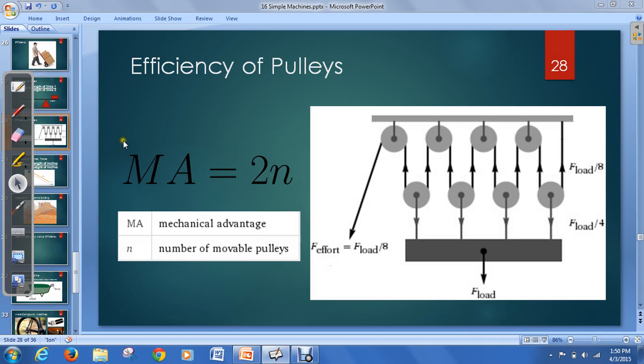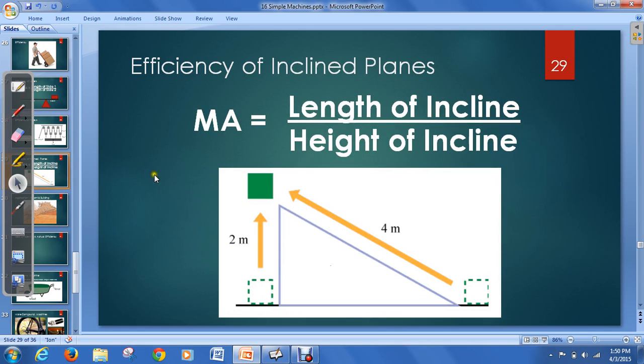Okay? All right. And the last one we want to be able to calculate the mechanical advantage for is for an inclined plane. And this one's really simple. The mechanical advantage is just equal to the length of the incline compared to the height of the incline. Okay? So for example, along this ramp, if I move along the ramp, it's a total of 4 meters long, and the height of the ramp is 2 meters. So compared to the ramp, I have to push it twice as far, right? 4 meters compared to 2 meters, right? Or in other words, it's 4 over 2. So my efficiency, or my mechanical advantage, is equal to 2.